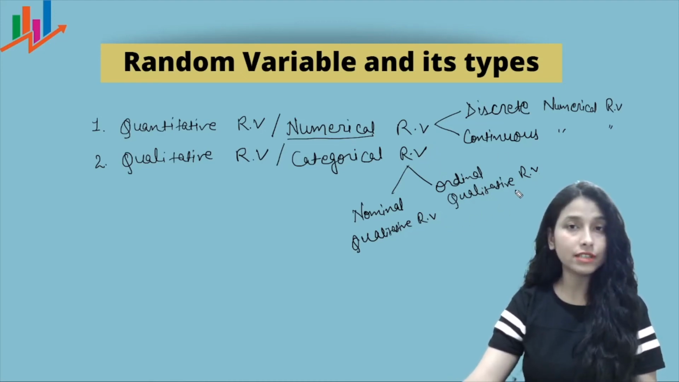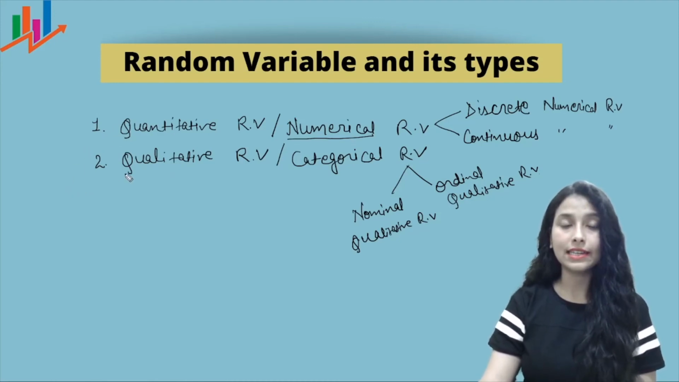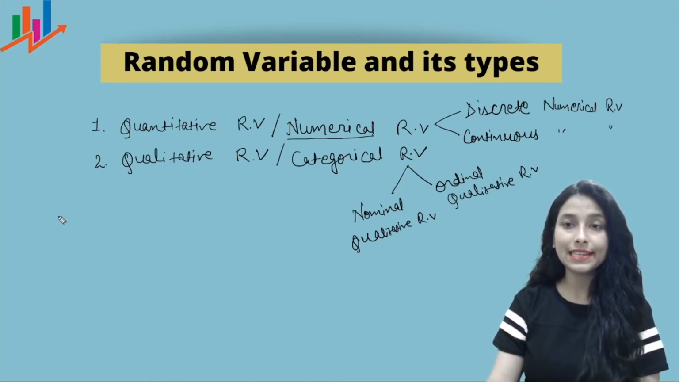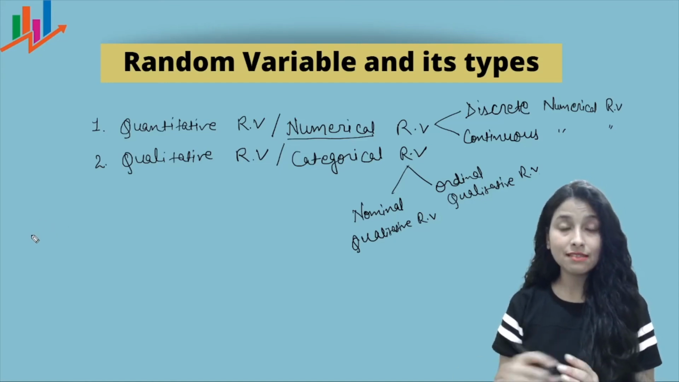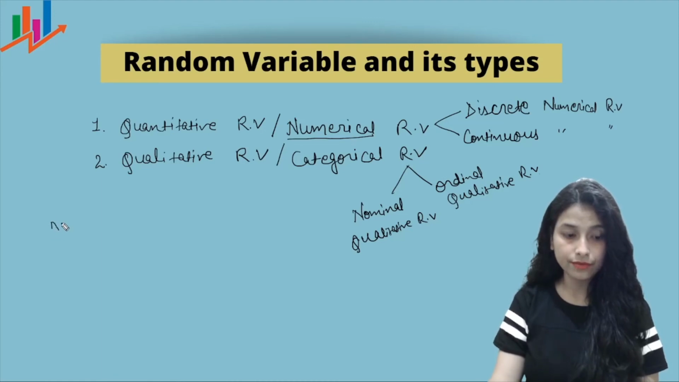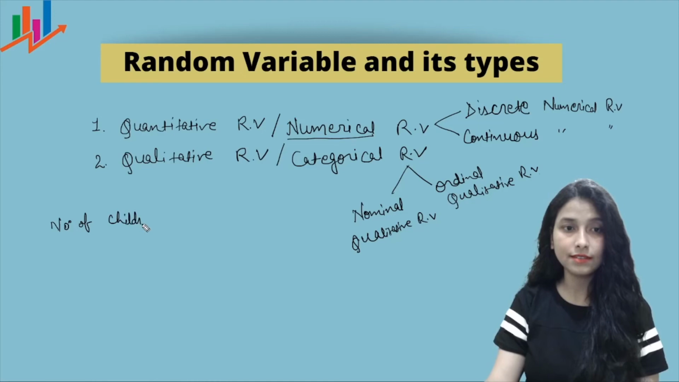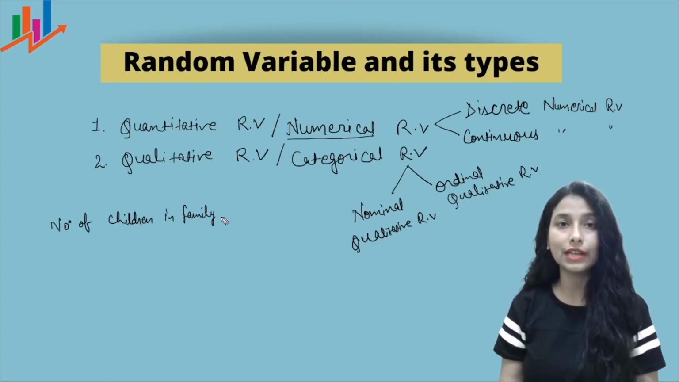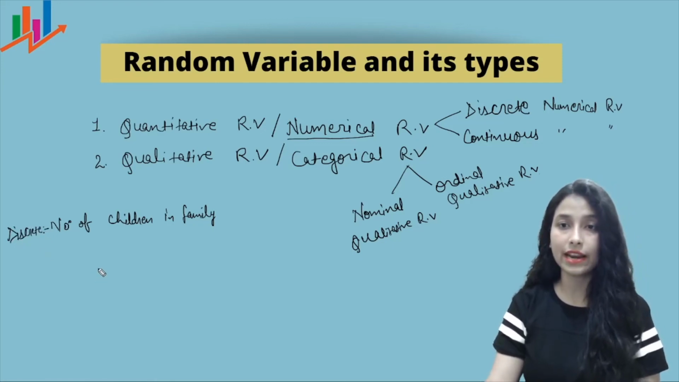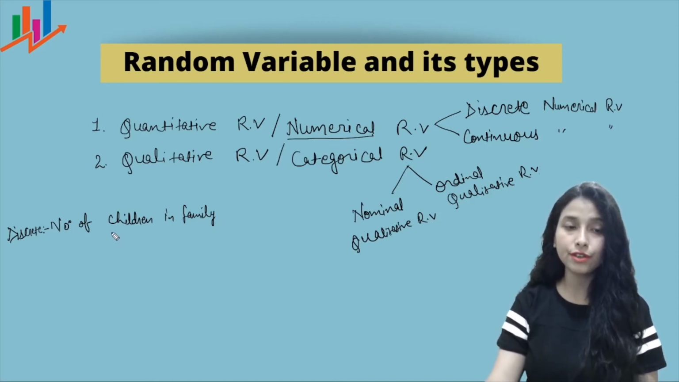We will discuss each one of these types so that you will be able to understand what exactly are quantitative and qualitative random variables. Let's first discuss discrete numerical random variable and the continuous one. Inside discrete numerical random variable, the variable is in the form of whole numbers. You can take an example such as number of children in a family. If I ask you how many members are there in your family, you are going to say 5, 10, or let's say 3 or 4. You are not going to say at any point of time that there are 4.5 members in your family. All right. So this is an example of a discrete quantitative random variable, or discrete numerical random variable. Number of children in the family.